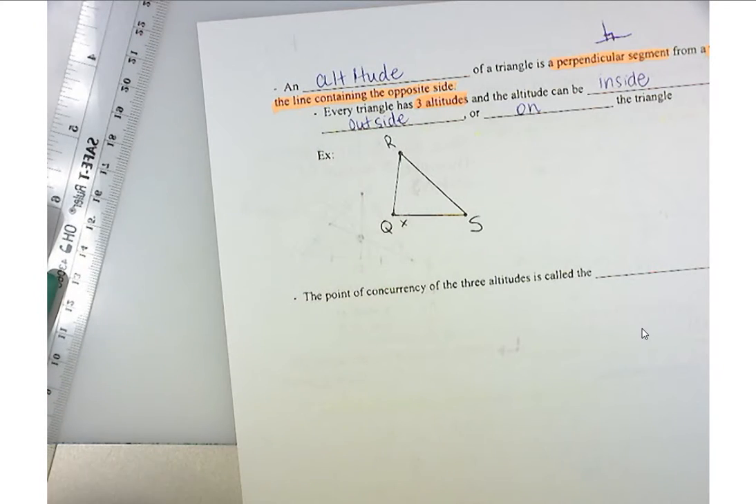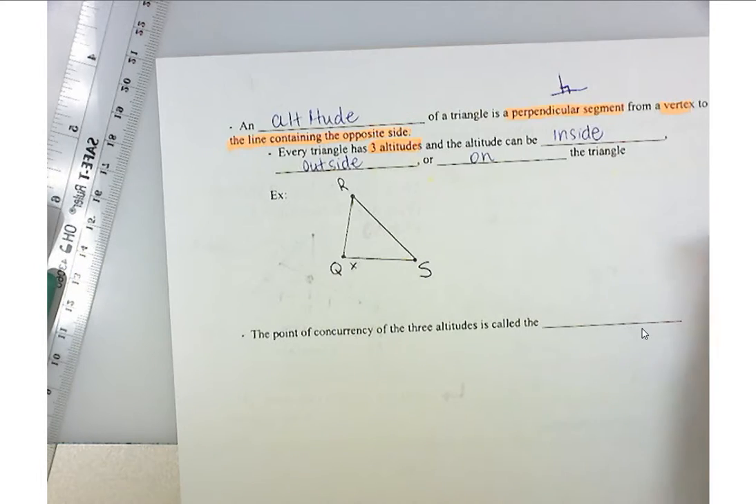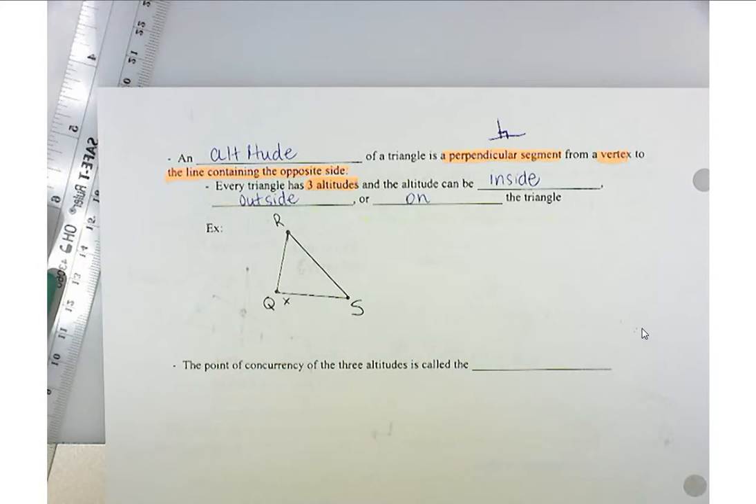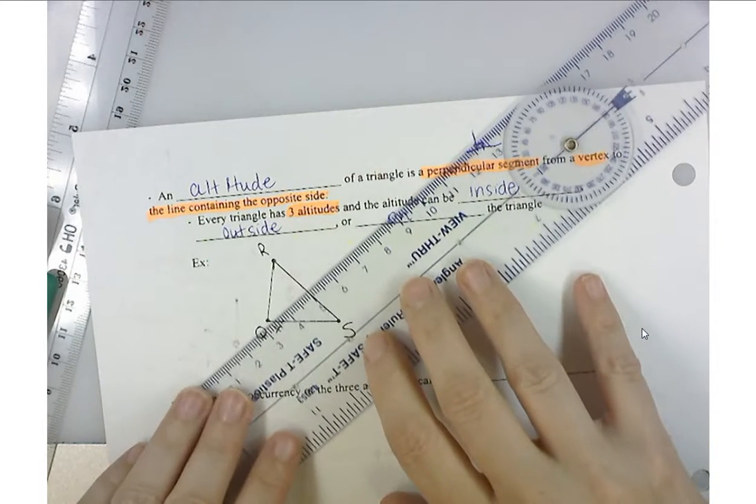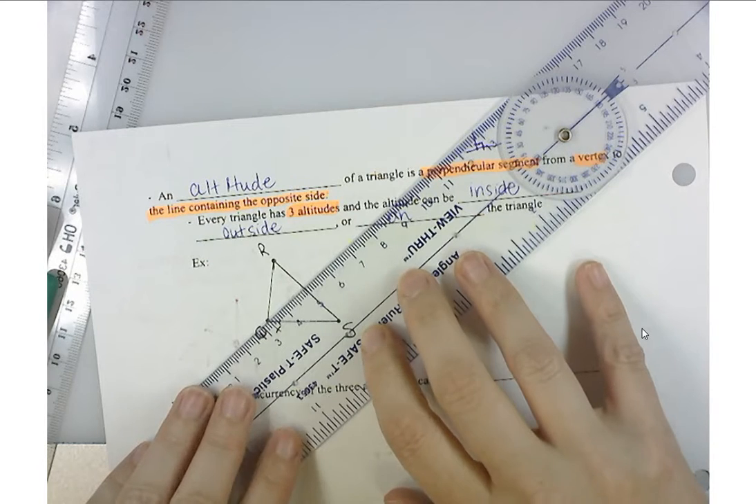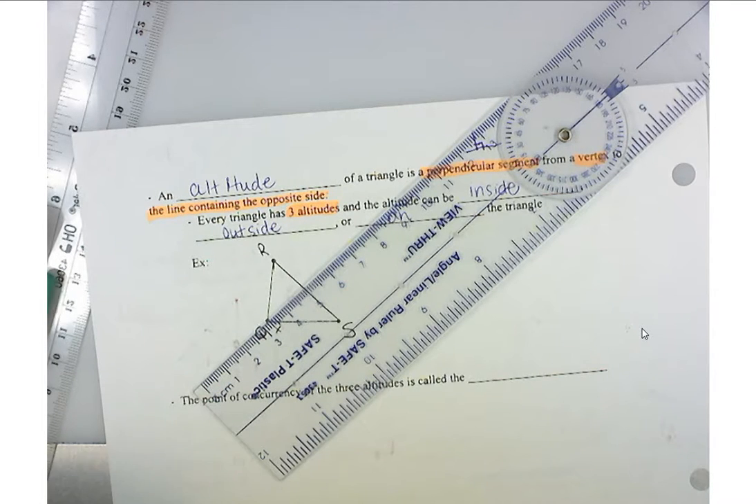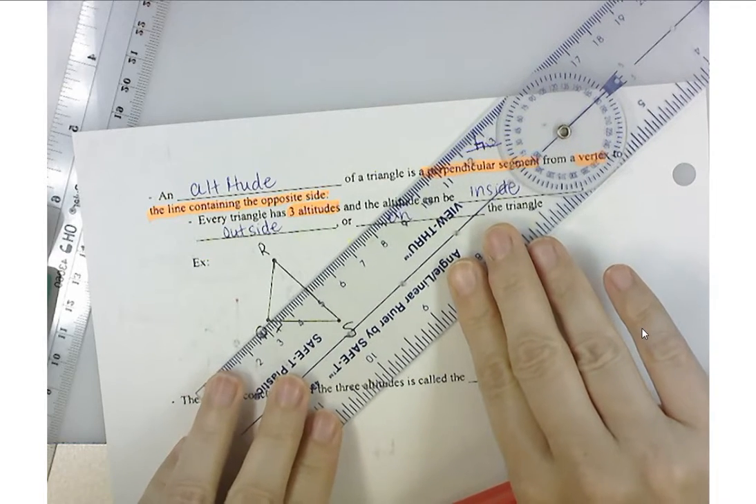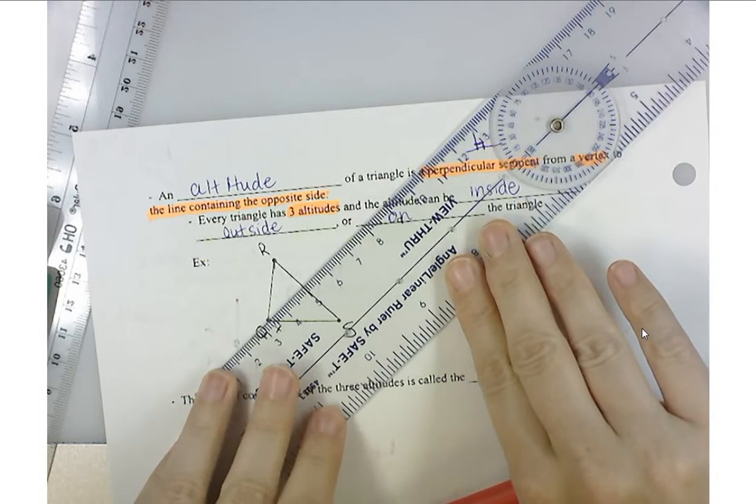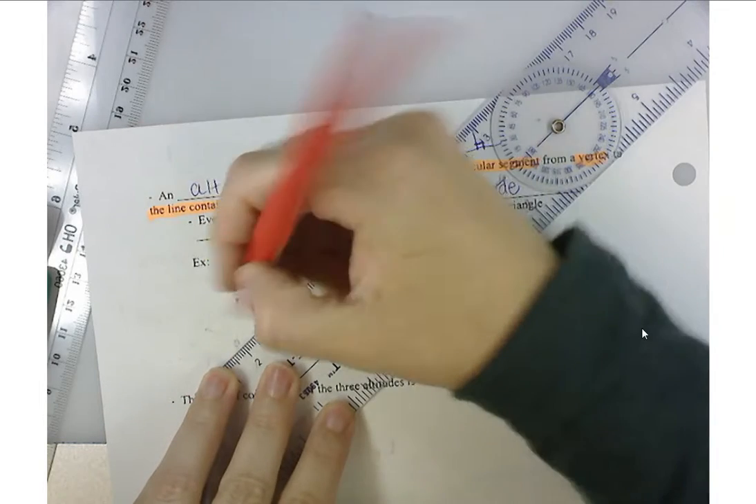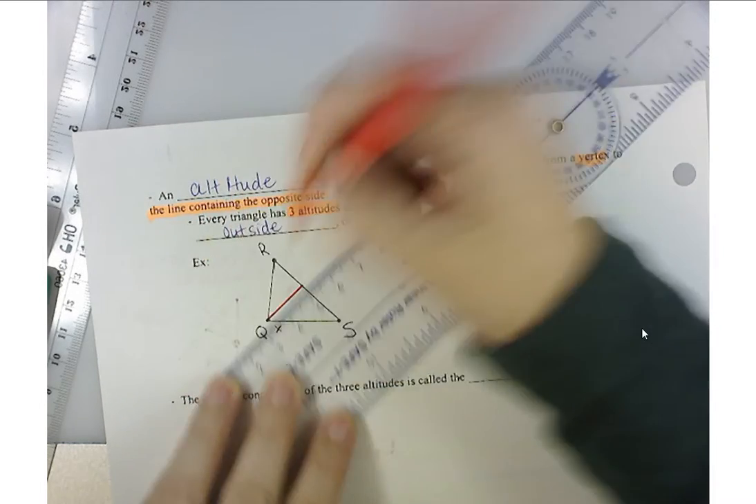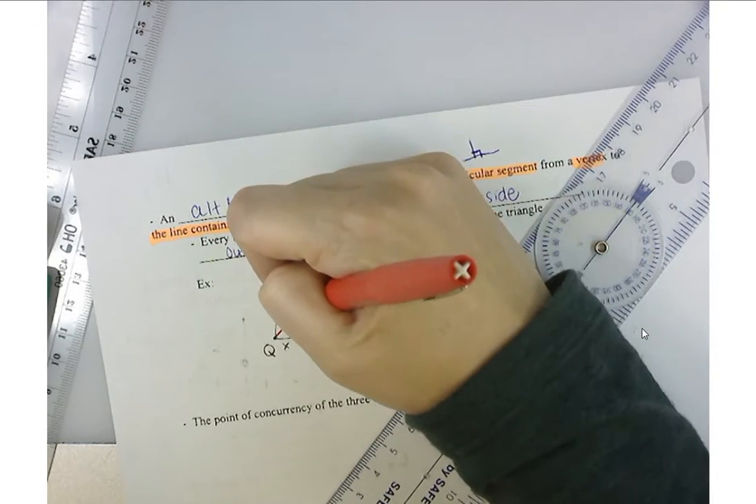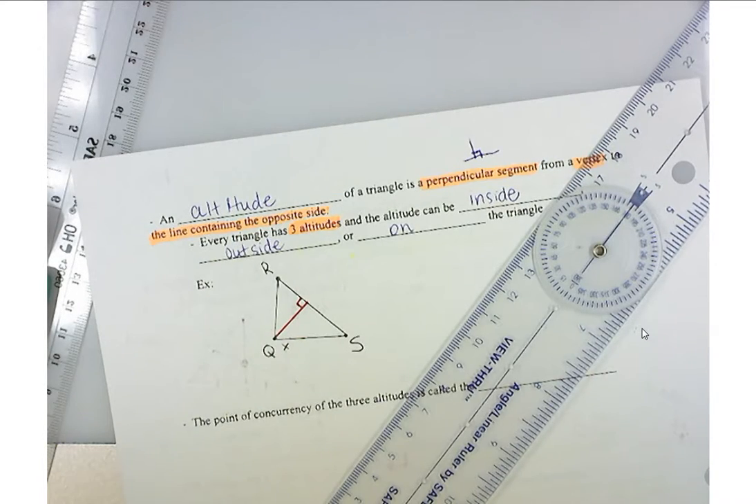Okay, so we're going to go ahead and draw the altitudes in for this triangle. The first one I'll draw is the one from Q, which will probably be one of the easier ones to draw. Okay, so again, this does not have to be the midpoint. It just has to form a 90-degree angle. And then I'm going to put that 90-degree angle right on there.